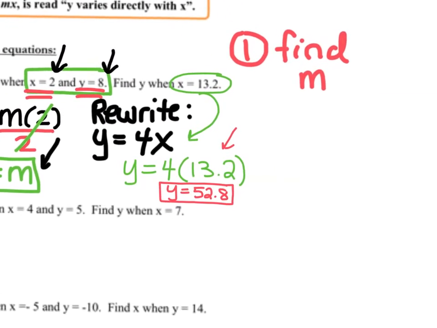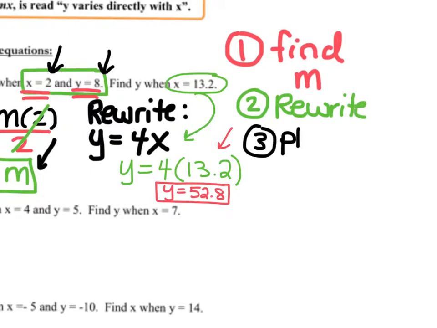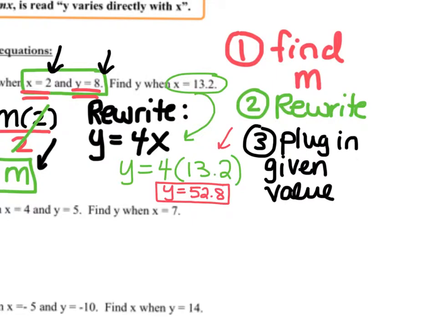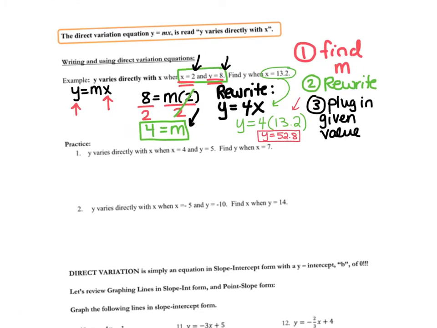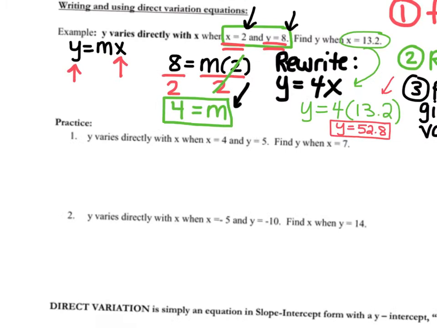Okay, so my first step was to find m, and my second step was to rewrite the equation. And my third step was to plug in the given value. Okay, 3 steps with these problems. And let's do a couple more examples, and we'll be good to go.